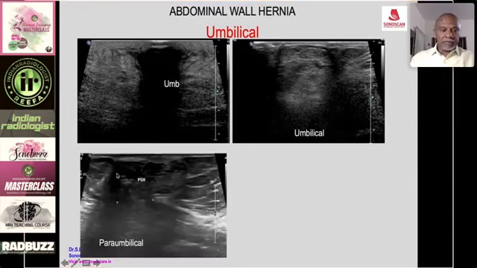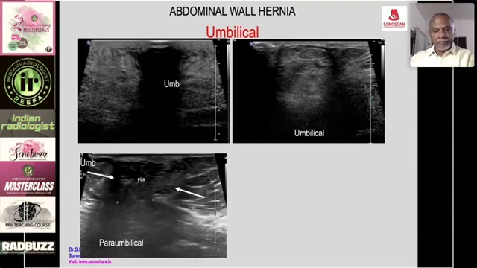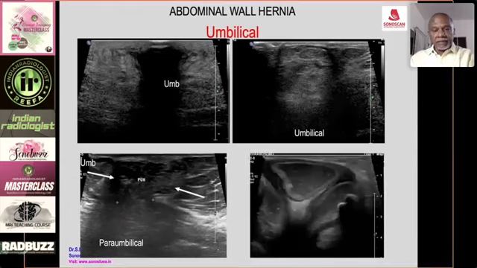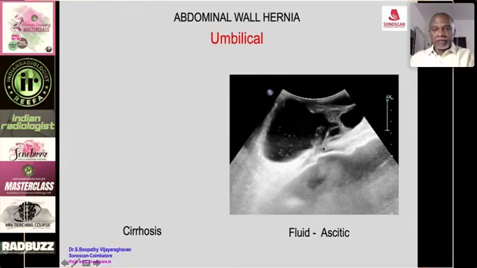Here you see the umbilicus here, whereas the hernia has happened by the side. So that is a para-umbilical hernia. So para-umbilical hernia or umbilical hernia can contain bowel loops as seen here. Now here this is an umbilical hernia. You see the sac filled with only fluid. So this happens, and that is the defect.